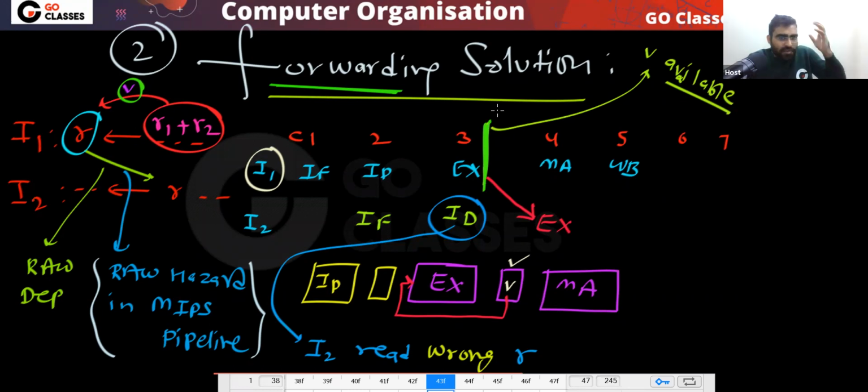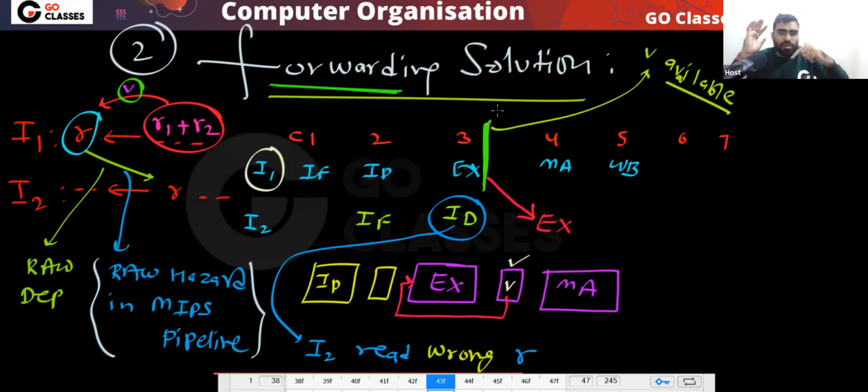Whatever you do, you can never do time travel. All these things you should take care of. This forwarding solution, did you understand now? What I'm saying is very simple. Just listen to this line again. At the end of cycle 3, the execution stage buffer register will have the value V. This value V, I2 needs.